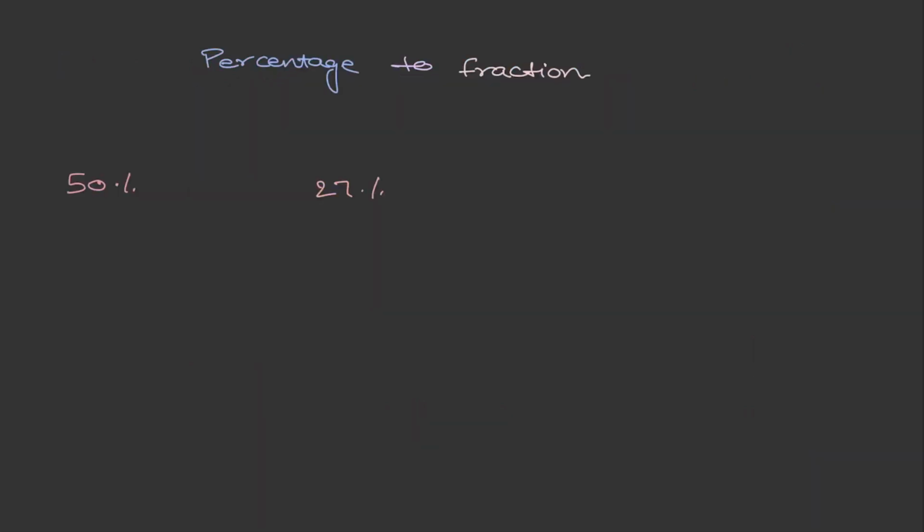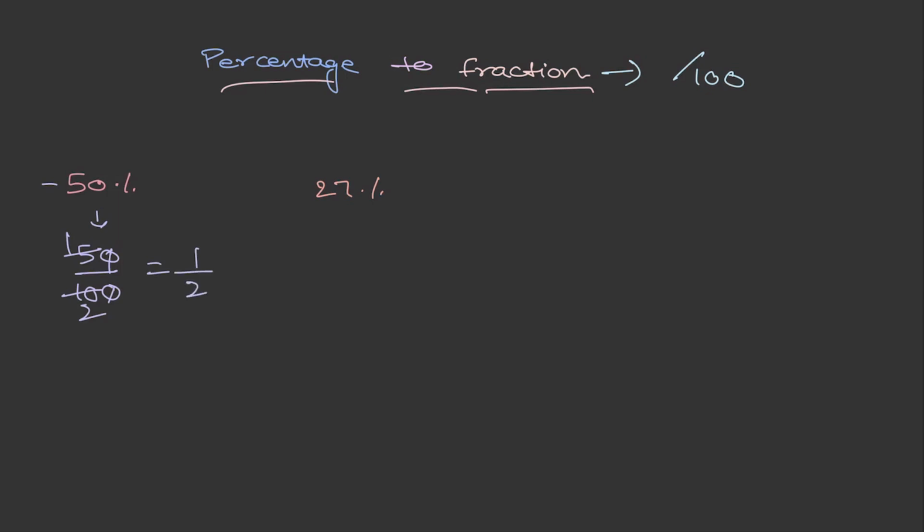Let's see case 2. Percentage to fraction. As I've said before, to convert percentage to fraction, we must divide by 100. Here are a few examples. 50%. To convert this into fraction, we must divide this by 100. 50 by 100. 5 ones are 5, 5 twos are 10, which gives us 1 by 2. Same in the case of 27%. 27 must be divided by 100, which gives us 0.27. Or if you want to keep it as fraction, you can just say 27 by 100.